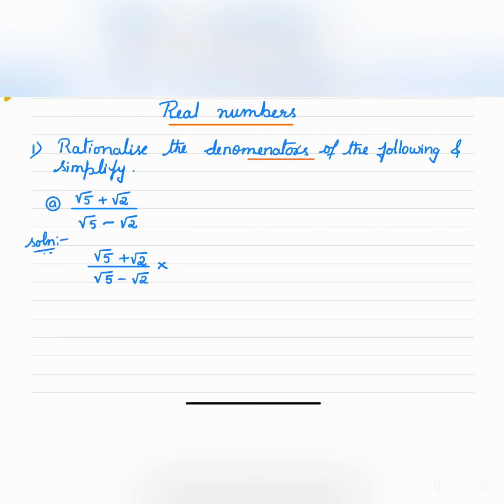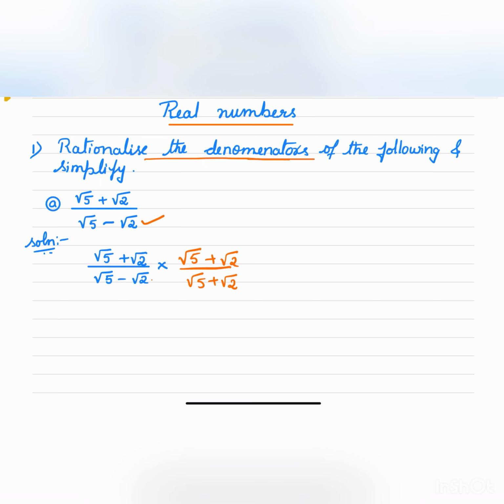So we have (root 5 plus root 2) divided by (root 5 minus root 2). And how do we do this? They have given rationalize the denominator. So when we are rationalizing the denominator, which is root 5 minus root 2, we multiply by root 5 plus root 2 divided by root 5 plus root 2. This is the way we have to rationalize.